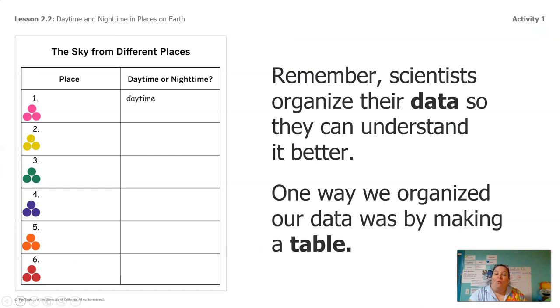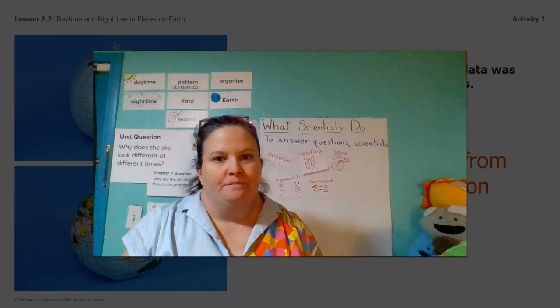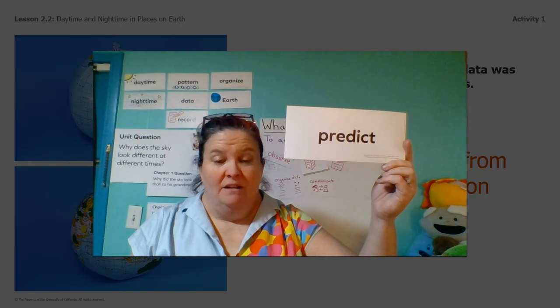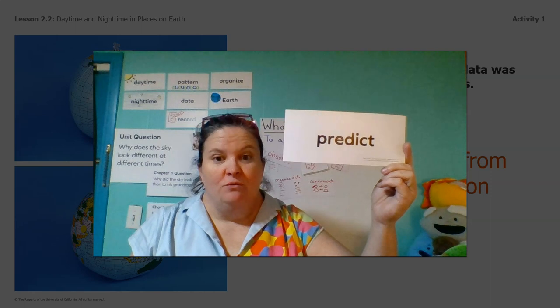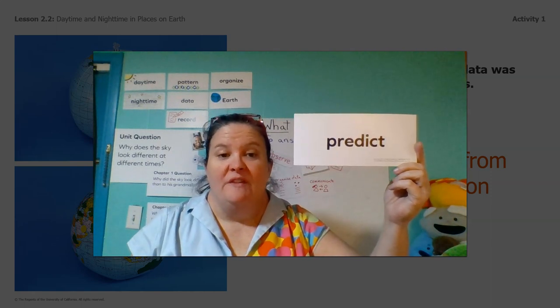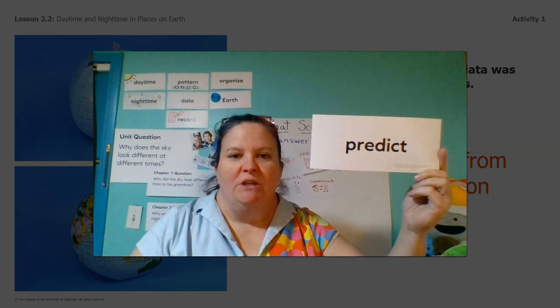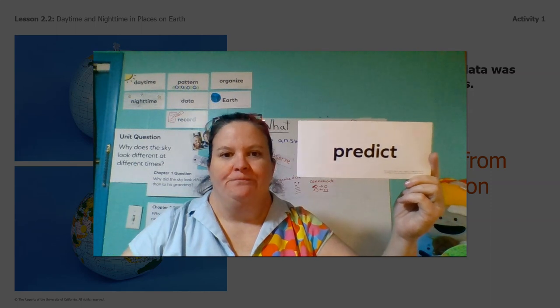So we first organized our data using this table, right? That's how we organized our information from those web cameras. And then we organized them using our globes. And we noticed different things when we organized them differently. A prediction is when you use what you know to make a really good guess about what you think could happen later, right? So it's when you use what you know to figure something else out, right?